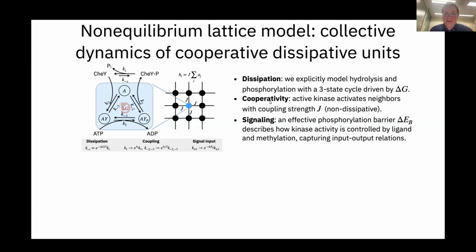The second key ingredient is cooperativity. So there are cooperative interactions between these nodes. If one is active, it tends to activate its neighbors. And then finally, how is the signal propagated through the lattice or encoded? As I suggested in the previous part of the talk, this is captured through an effective barrier shift to the phosphorylation reaction. And you can think of this, in analogy to an Ising model, as an external field that's applied to the system.